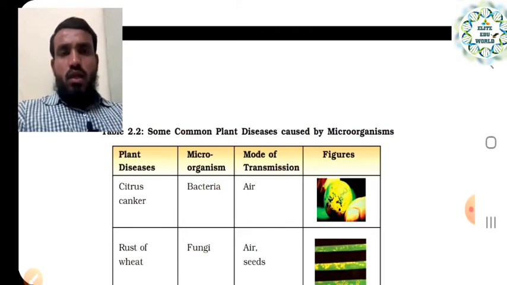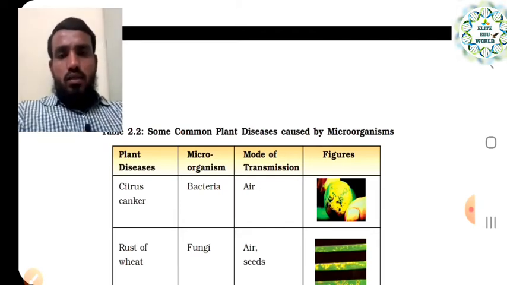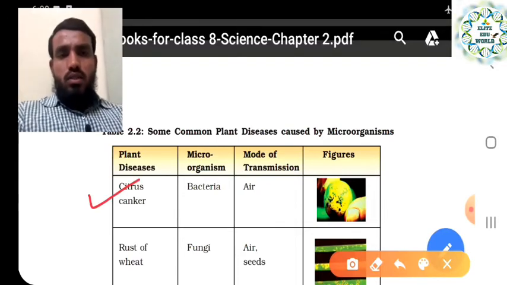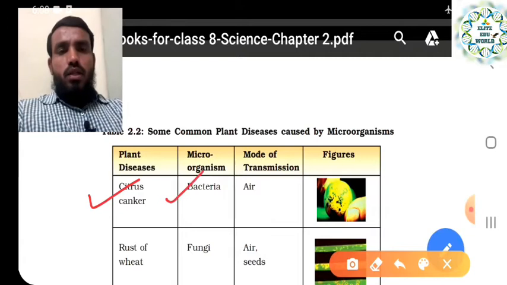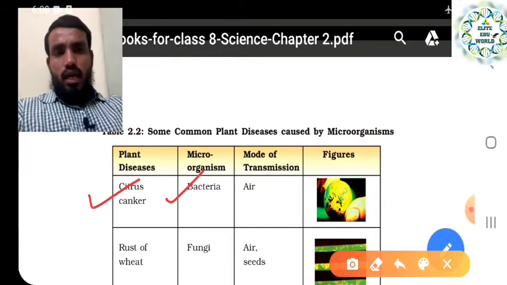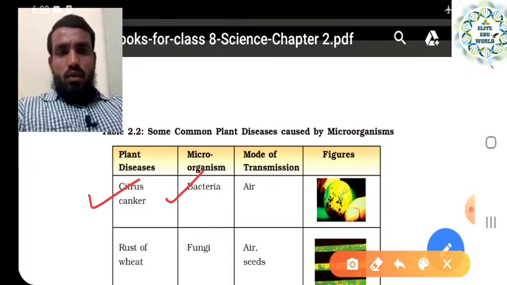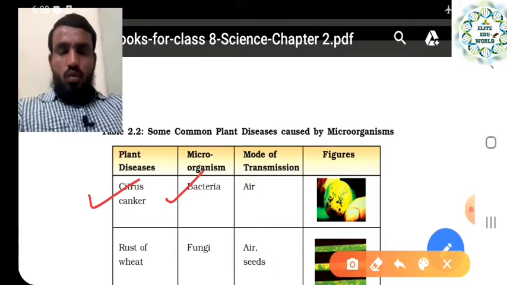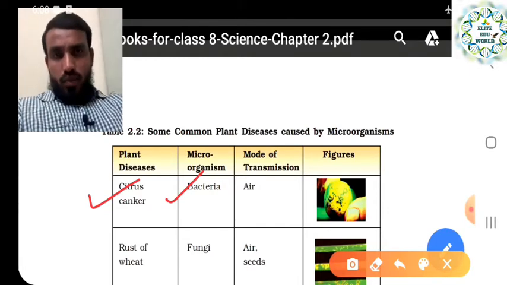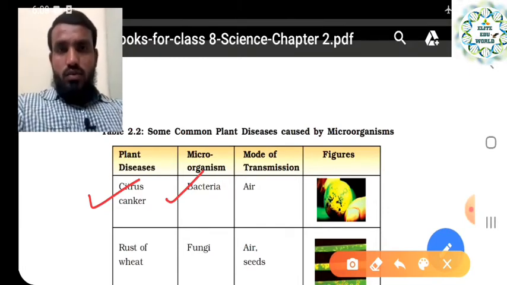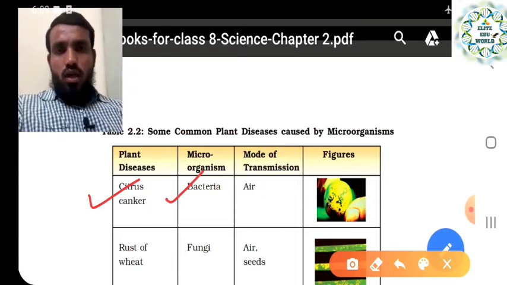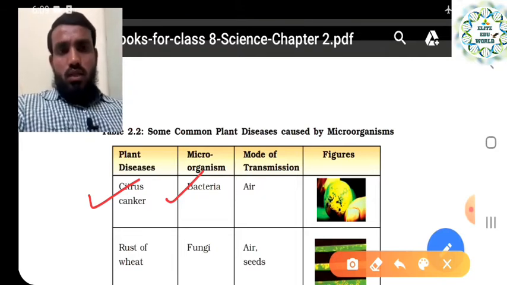Number one, we will start with the plant disease citrus canker. The name of the disease is citrus canker, and it is caused by bacteria only. These are bacteria which cause the disease called citrus canker. The next column shows the mode of transmission, that is, how the disease causing germs transfer from one plant to another plant, like the communicable diseases we have seen which transfer from one person to another person.